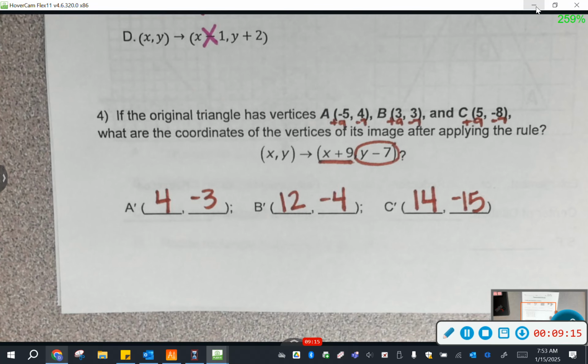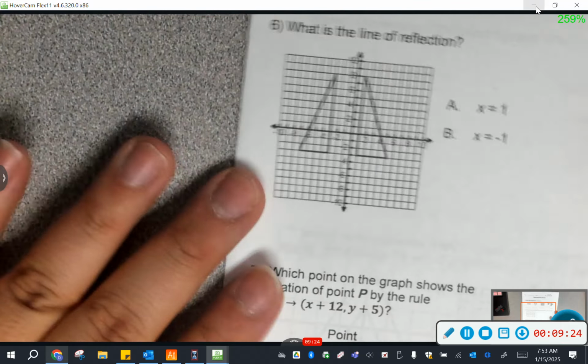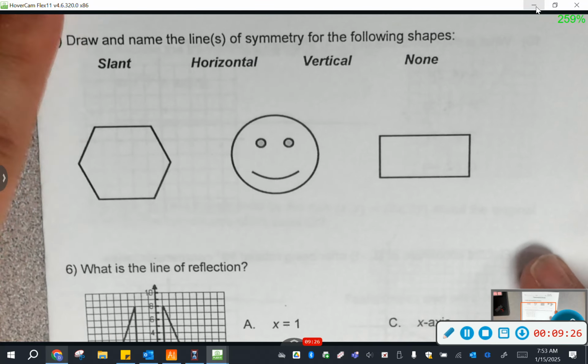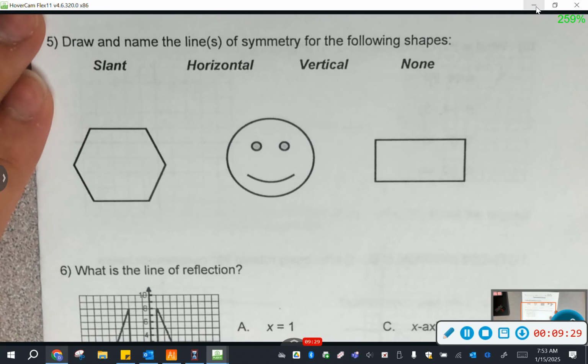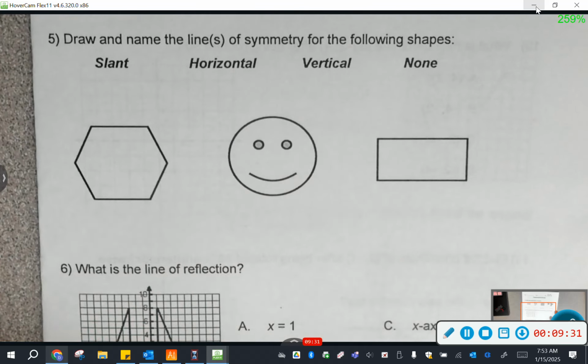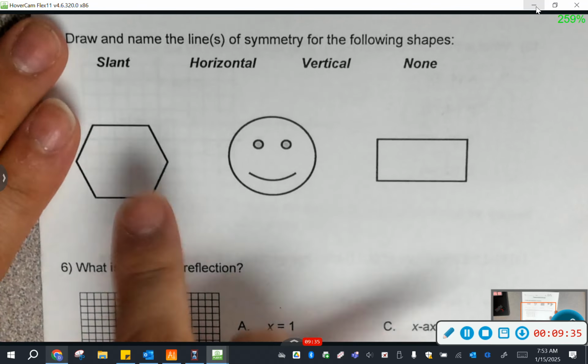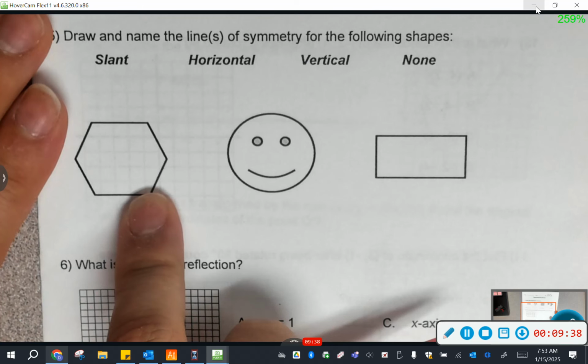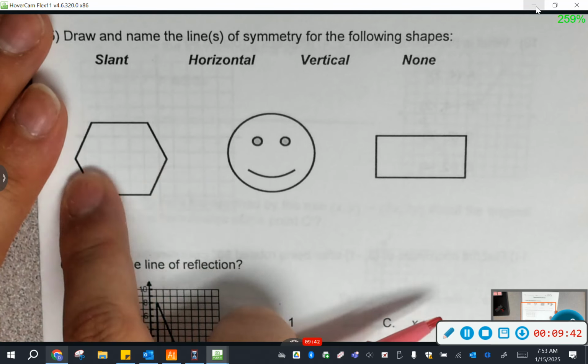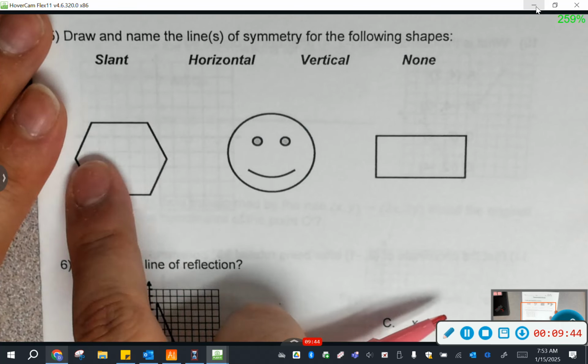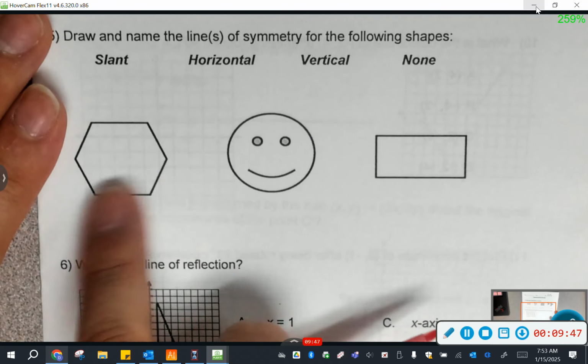Do I have any questions about that problem? Again, that's one of them that is not multiple choice. Sliding on over, it wants to know, draw and name the lines of symmetry. What does it mean to be a line of symmetry? Cuts it in half. So, what shape is this? Say it louder. Somebody said it. Not a pentagon. It has 6 sides. Hexagon.